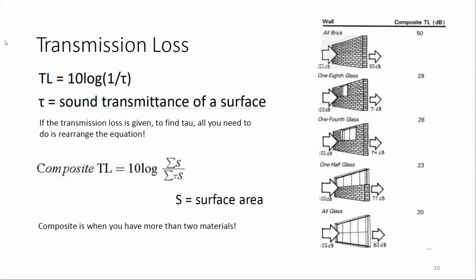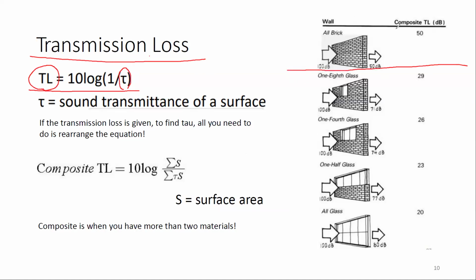The next option we have, this is kind of important for your assignment. It's called the concept of transmission loss. This is the equation, and essentially you can solve it either for tau or for transmission loss, depending on what you have. If you look at the first one, it's an all brick wall. It's not a composite TL, but a transmission loss for that one because it's just one single surface. You can see that the transmission loss for this surface is 50. So you only get 50 decibels out of the 100 that you received.